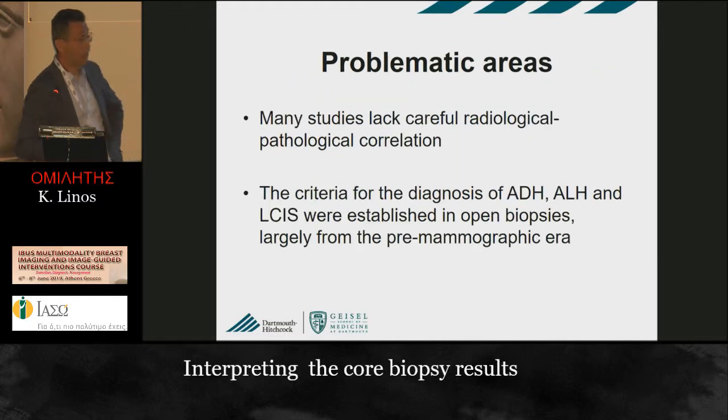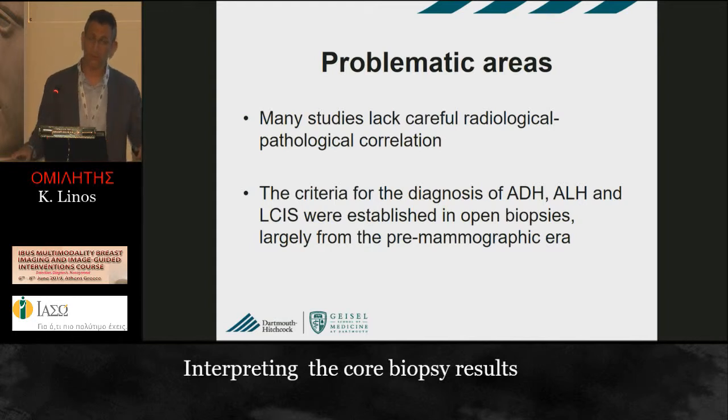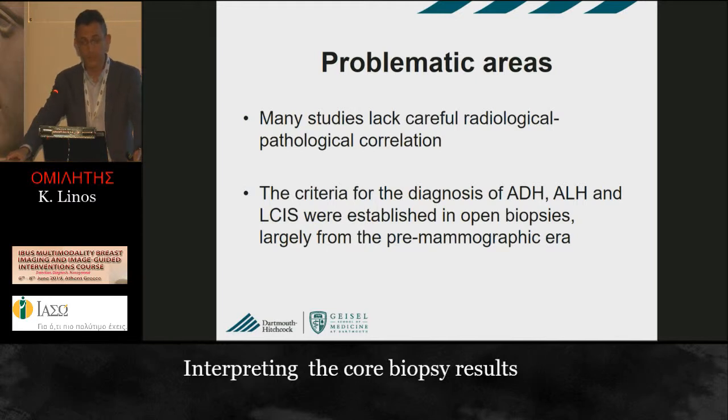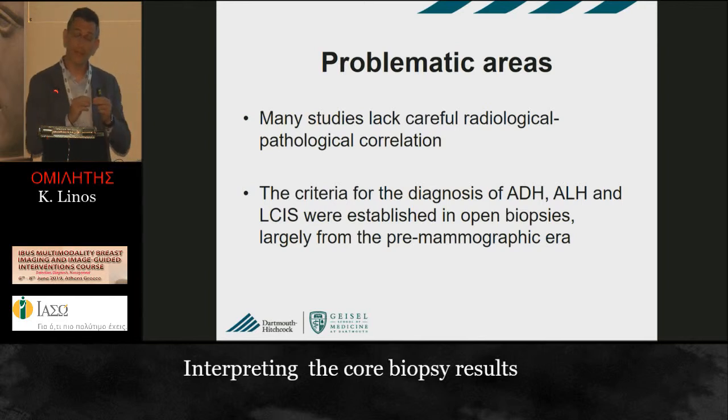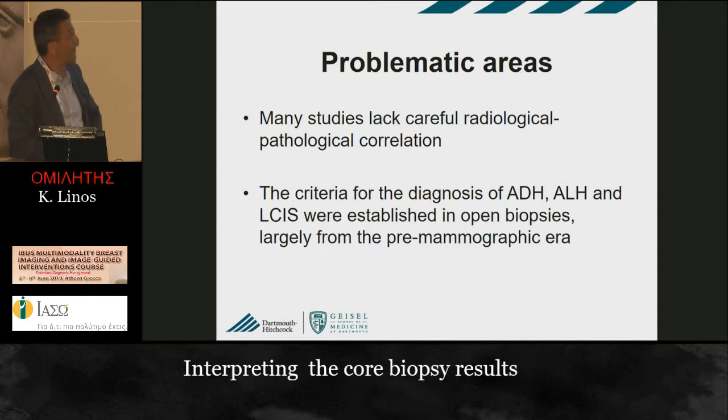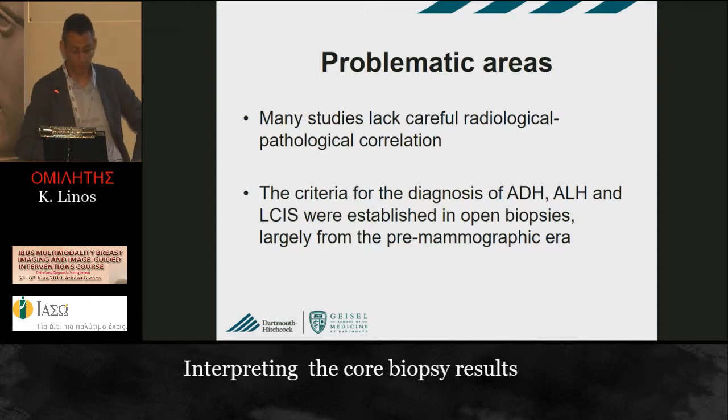Now, one of the most problematic areas in all this literature is that many of these studies lack the most crucial finding, meaning radiological pathological correlation. And why that's important is that they give you the study retrospectively, and they say the upgrade percentage was X or Y, but many of these lesions would have been excised anyway based on clinical or radiological findings. So those should be taken out of the equation when you study statistically these core needle biopsies for the possibility of upgrade. This is very crucial in all these studies: radiological pathological correlation.